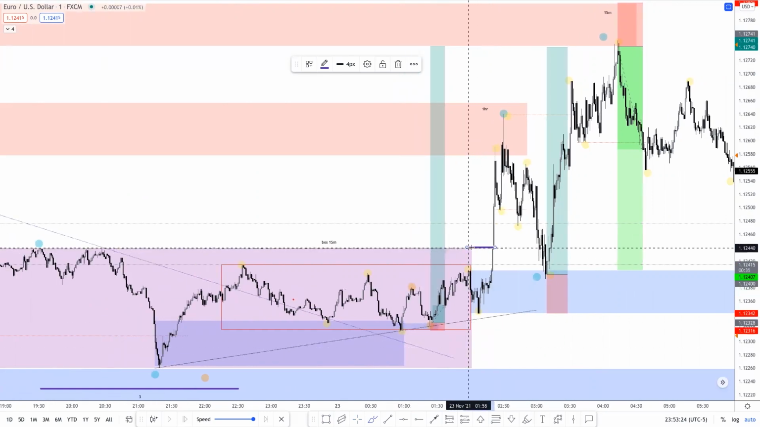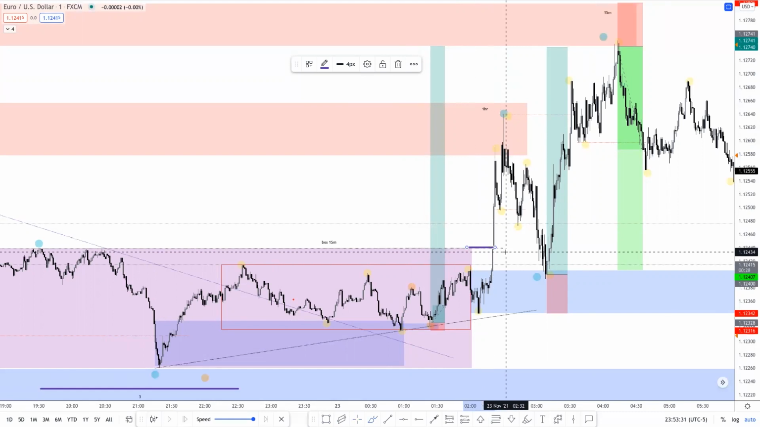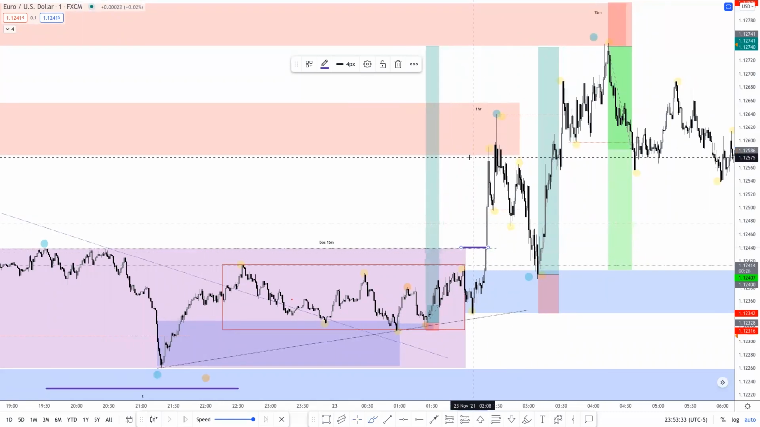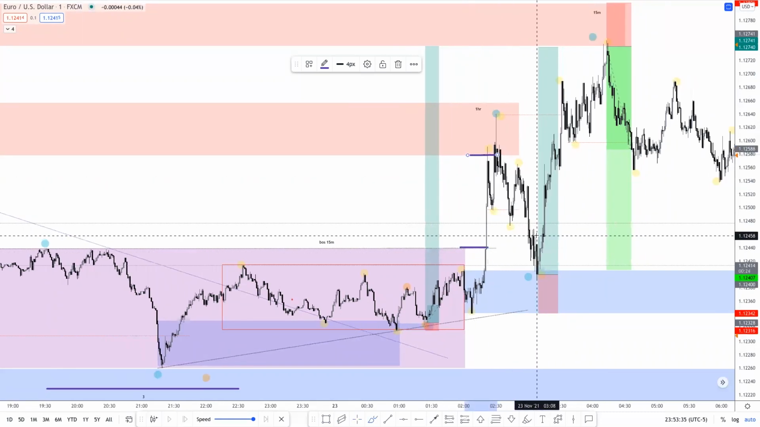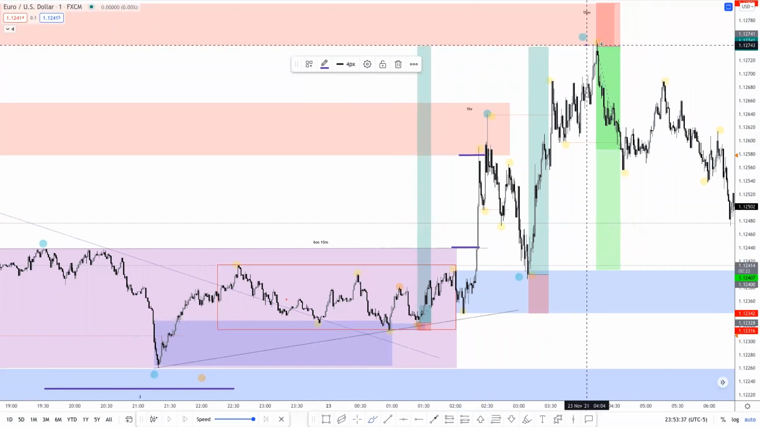I always like to take my first TP at structural highs. In this case, this was the first structural high that I deemed with importance, right? The second point that I took off was right here, and then the third point was obviously right here.